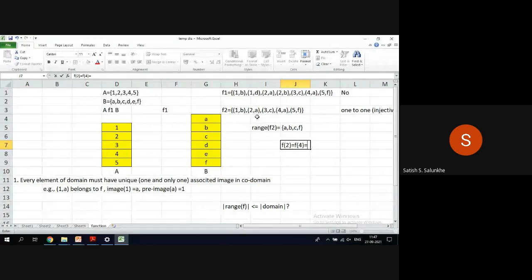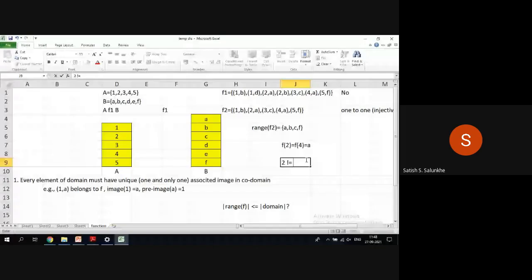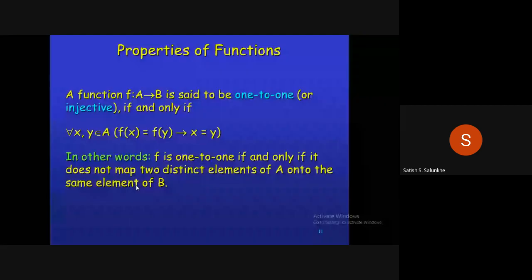What is this? A. But 2 is not equal to 4. Therefore, it is not 1 to 1. This is the way you should answer. Coming back. So I hope the understanding of 1 to 1 is clear.